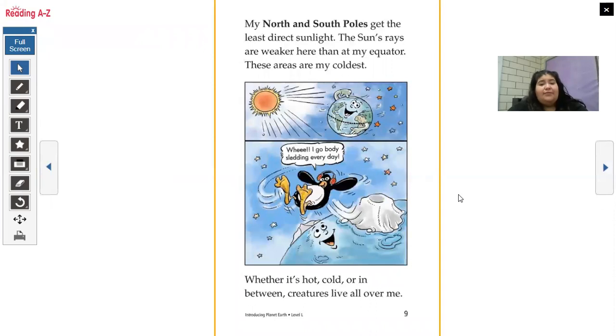The North and South poles get the least direct sunlight. So if the North and South poles get no sunlight, what do you think it is going to be? Do you think it's going to be cold or hot? It's probably going to be cold. The sun's rays are weaker here than at my equator. These areas are my coldest. Whether it's hot, cold, or in between, creatures live all over me. Whee! I go body sledding every day.